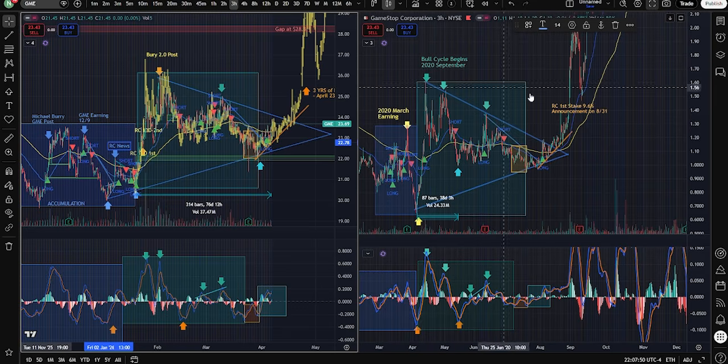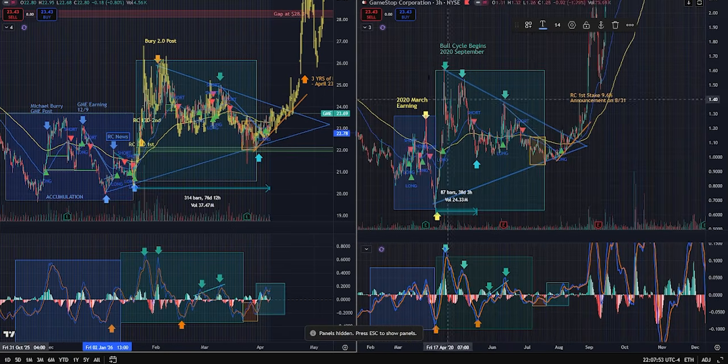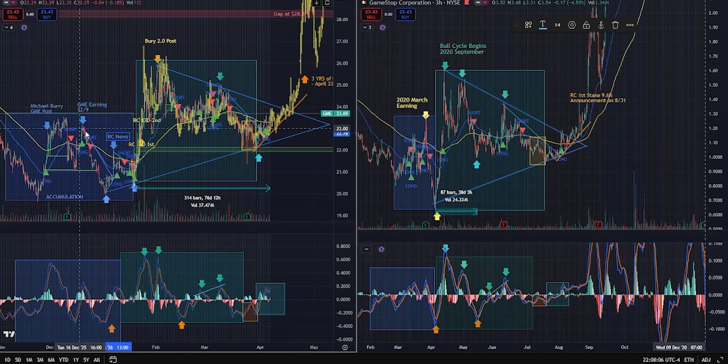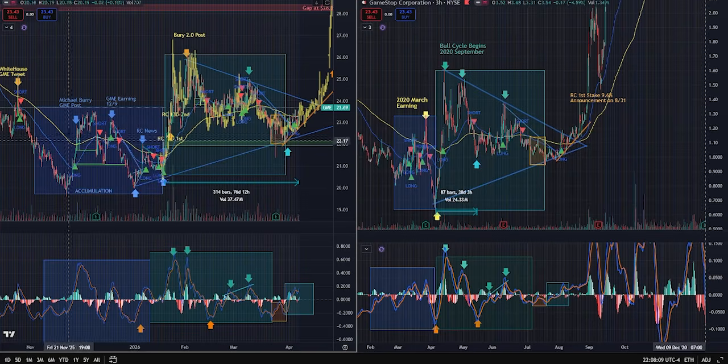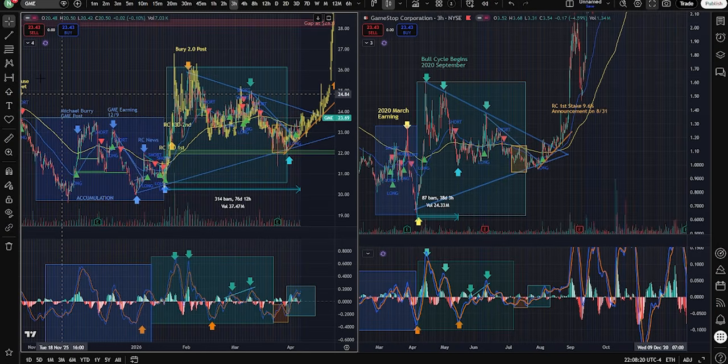So this 2020 on the right side is where the bull cycle begins. This is April, and there was a sharper pullback in 2020 March earning, and then this thing pushed back up. There was also a similar looking setup, a double top, and then it pushed back down, and there was a rally. When you look closely, I'm going to draw an arrow here.